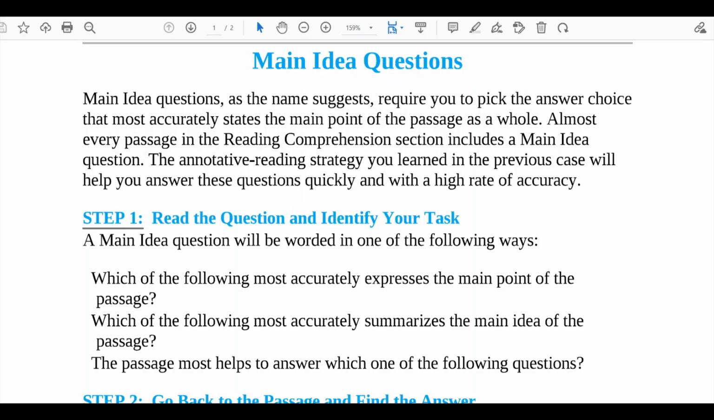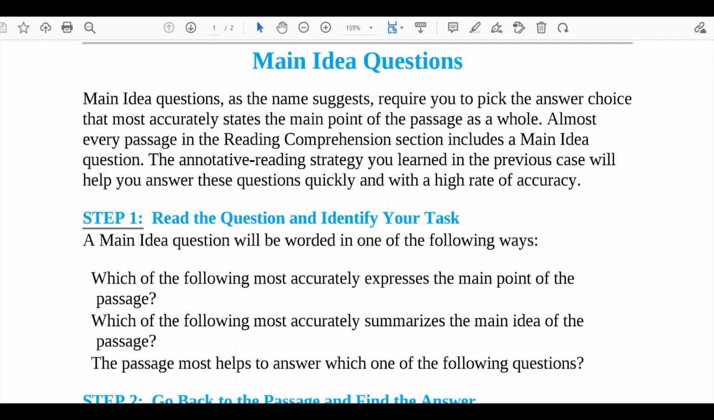Welcome to the LSAT Reading Comprehension lesson number 4. For today, we are going to tackle main idea questions. Actually, main idea questions, as the name suggests, require you to pick the answer choice that most accurately states the main point of the passage as a whole.